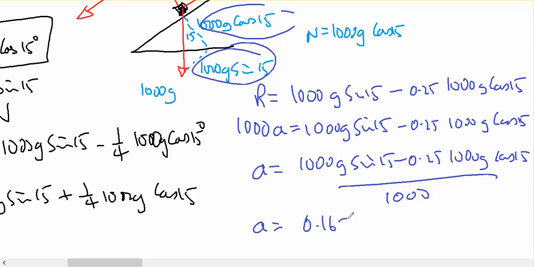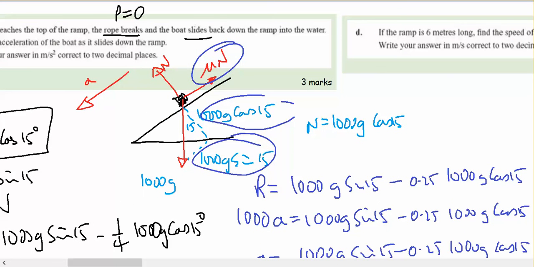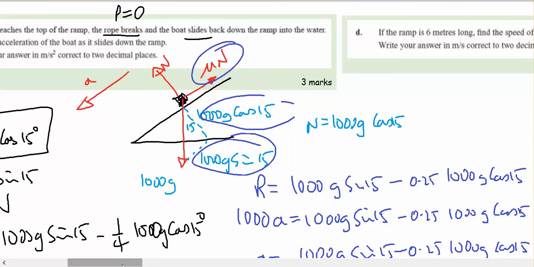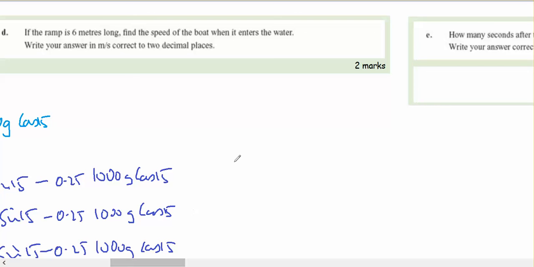I end up with 0.1699 meters per second squared, and I need to round that to 2 decimal places. Therefore, A equals 0.17 meters per second squared. So that's part C.